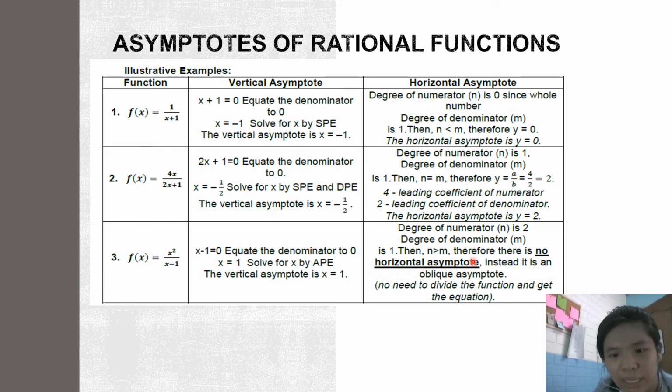How about the horizontal asymptote? So, tignan natin yung degree. The degree of the numerator is 2. The degree of the denominator is 1. Therefore, n is greater than m. Degree of numerator is greater than degree of the denominator. Therefore, there is no horizontal asymptote. Instead, it is an oblique asymptote. So, kapag greater than yung degree ng numerator sa denominator, oblique asymptote na siya. So, no need to divide the function and get the equation. So, yun na yun.